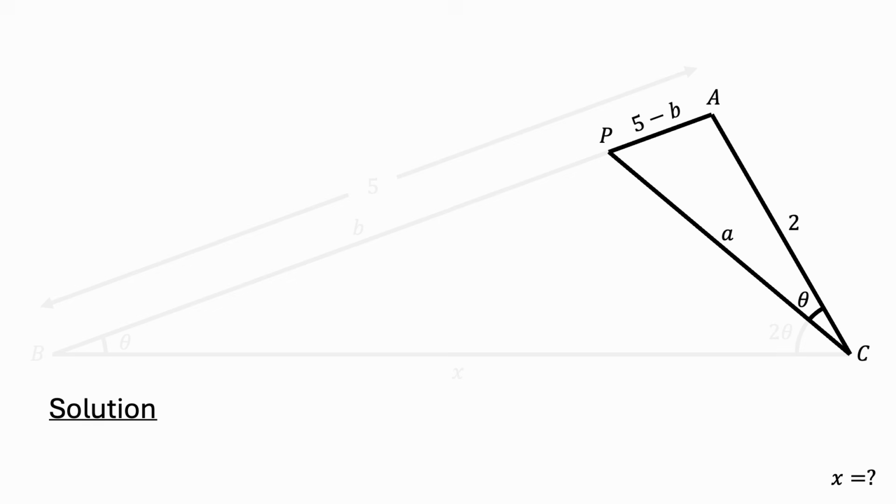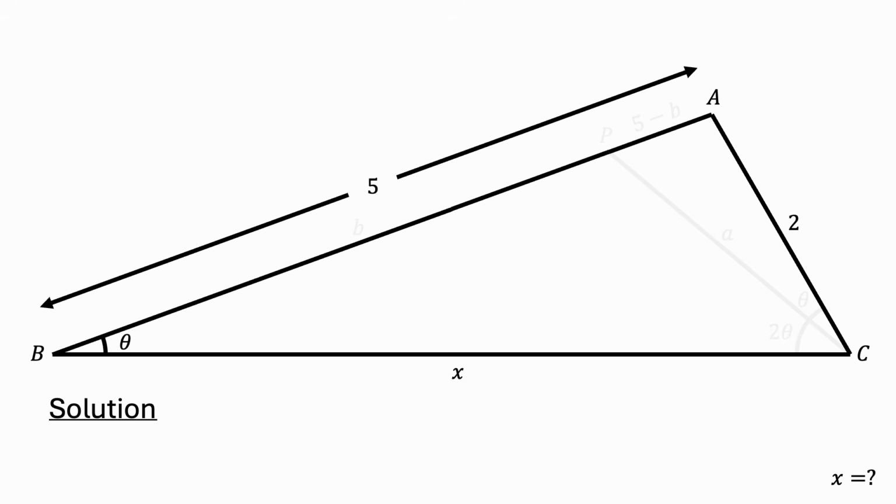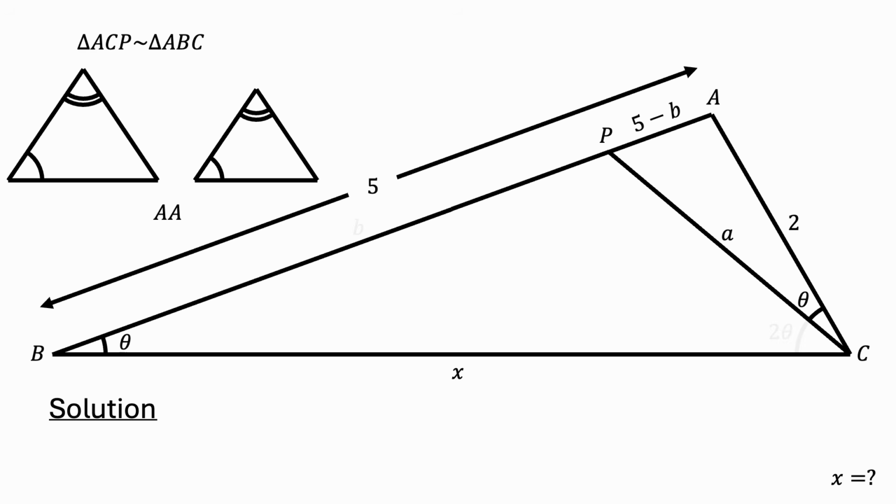Next, consider triangle ACP and triangle ABC. We claim that triangle ACP is similar to triangle ABC. Since angle ACP equals angle ABC equals theta, and angle A is common, the two triangles are similar by AA.